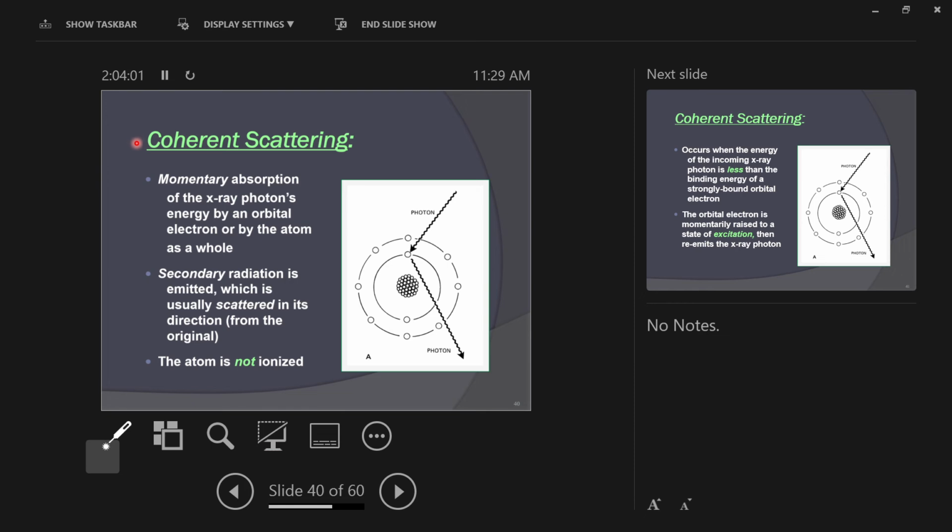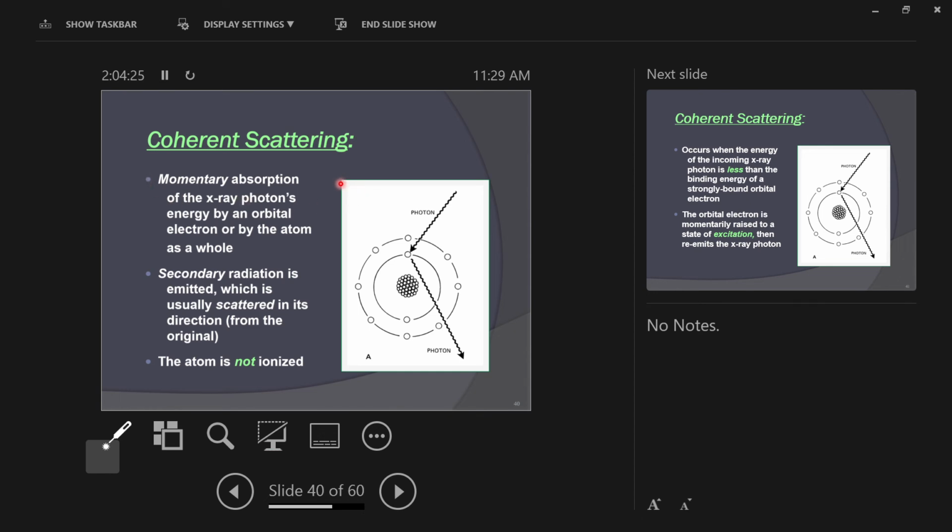So, yep, you got to remember what's incoherent scatter and coherent scatter. Okay, the coherent scattering is momentary absorption of a photon followed by immediate re-emission of that same energy photon. It's still going to be a new photon though. Okay, I'll tell you why in a second here. Oh, let me just give it to you.